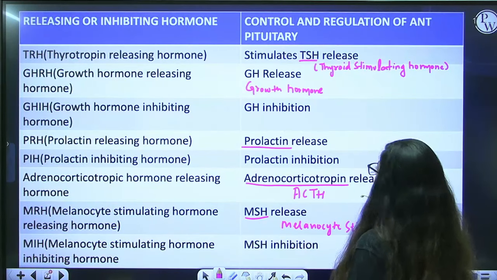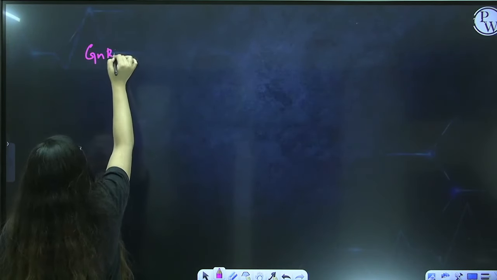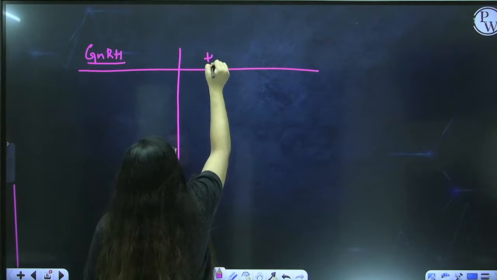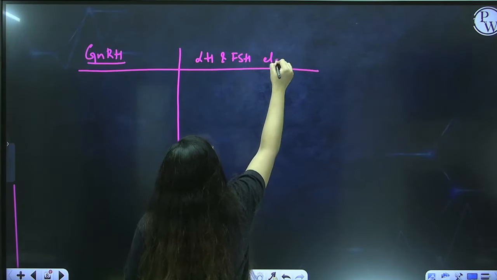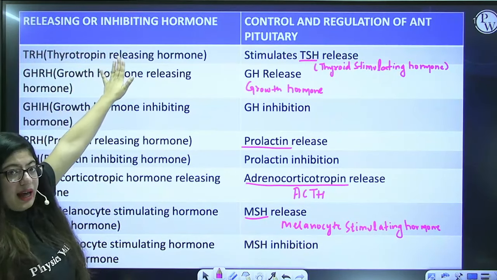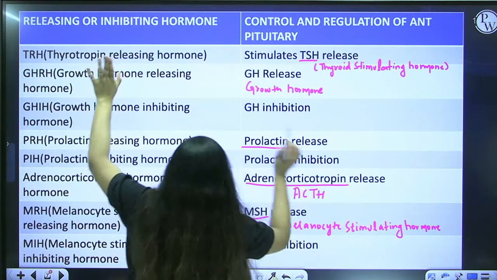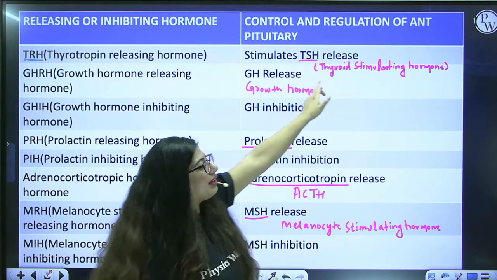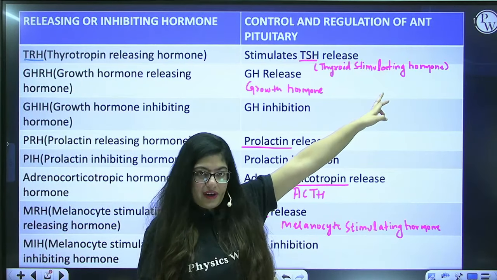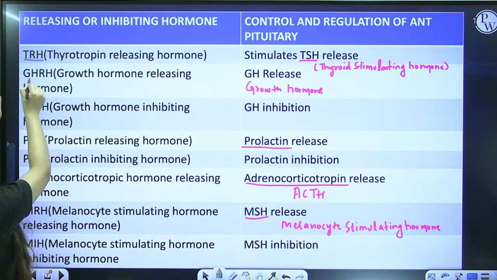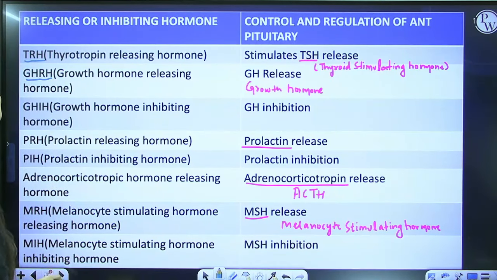Apart from that, there is one more releasing hormone. Let me just write it on the next page, and that is GnRH. GnRH is secreted by the hypothalamus, and it controls the release of LH and FSH. Anyways, let's read this one. If my hypothalamus is secreting TRH, it will go to the anterior pituitary and ask it to release TSH, because this is a hormone of the anterior pituitary. If my hypothalamus secretes GHRH, so there is a fine line. This is GHRH, and this one is GnRH.